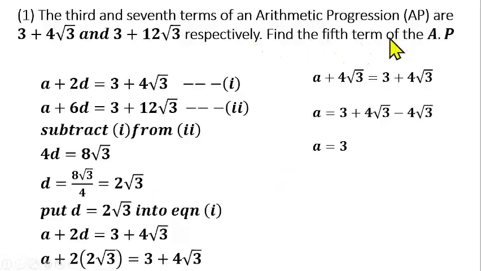So we have to find the fifth term of the AP. What is the fifth term of an AP? That should be a plus 4d. So the fifth term of an AP is a plus 4d.